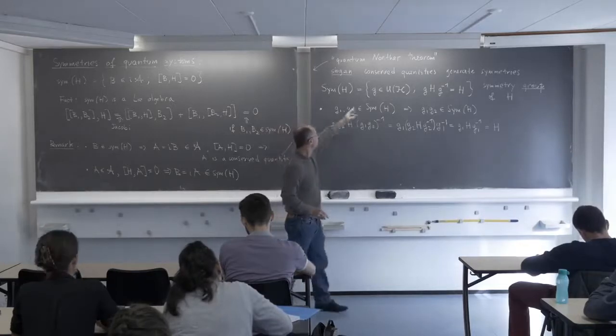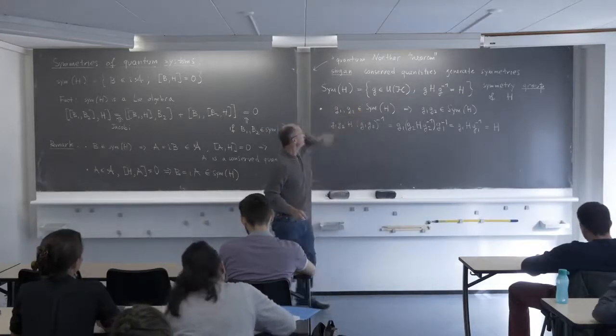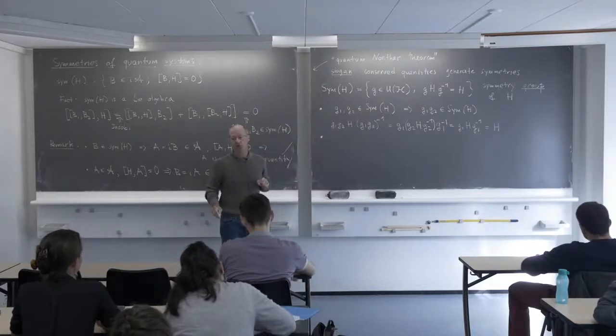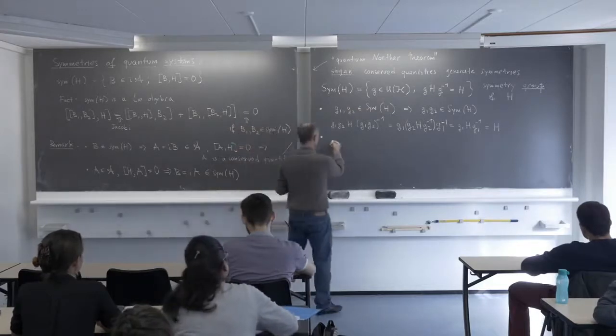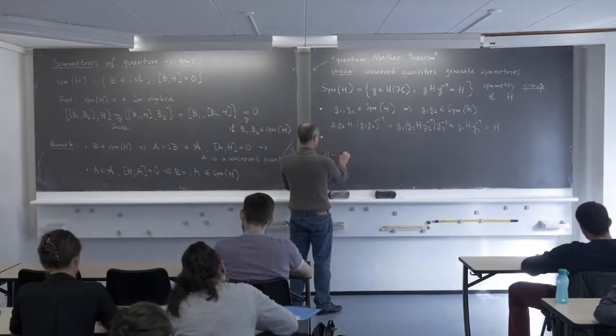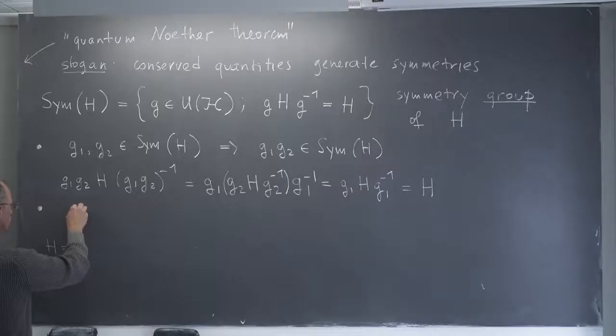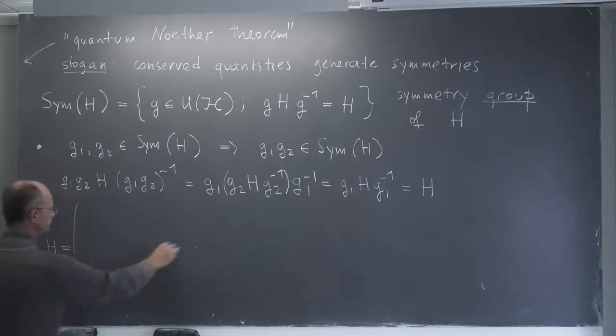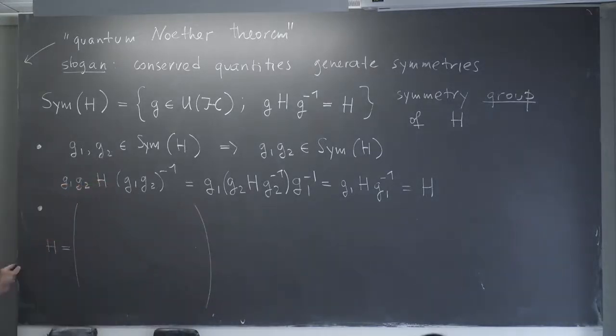Now, actually, we know how those symmetry groups look like. So let me recall that H can be written as the following. Let's write H in the basis of eigenvectors.